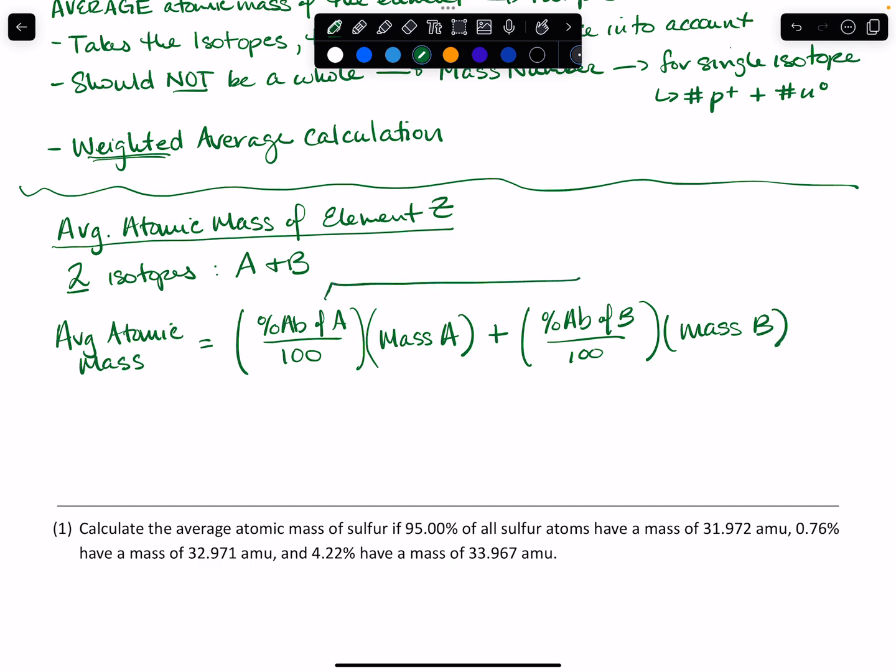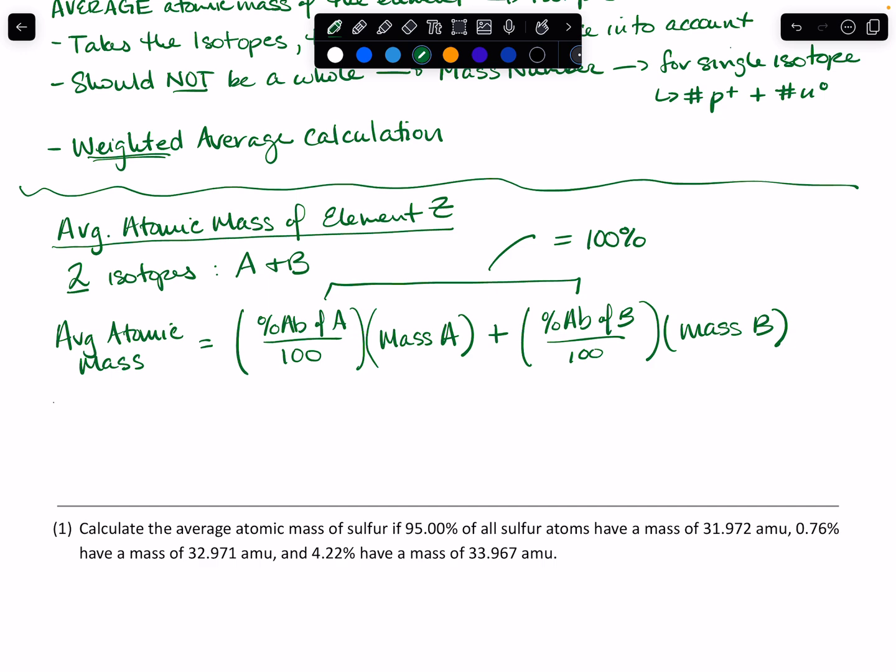Now, these two abundance values should equal 100%. So if you're given one abundance but not the other, and you only have 2 isotopes, then the difference has to be the abundance of the other isotope. So keep that in mind.